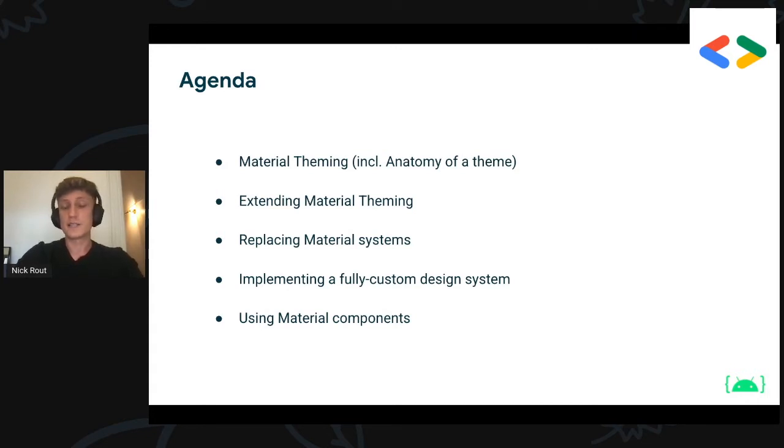So things like extending material theming, so using material theming but building on top of it; replacing material systems, so taking out one of the things like color theming in material design and replacing it with your own implementation; or implementing a fully custom design system where you don't use material design at all and instead build it from scratch yourself. We'll then also take a brief look at how you might use a custom design system but still end up using the material components, things like buttons, radio buttons, chips, etc., with a custom design system.